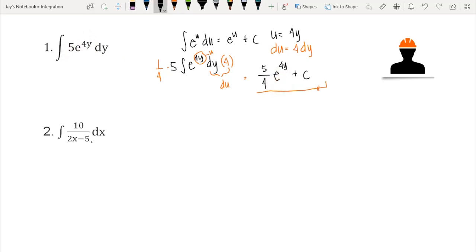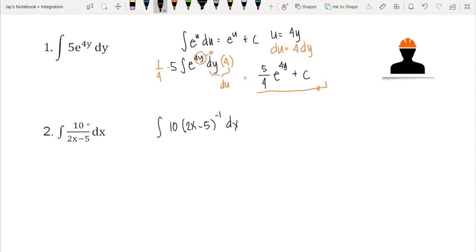Now we have the second problem, that is the integration of 10 over 2x minus 5 dx. You might think that the power rule can be applied to this type of problem since we just need to transfer 2x minus 5 from the denominator by changing the sign. So we could write this formula as 10 times (2x minus 5) raised to negative 1 dx, correct?